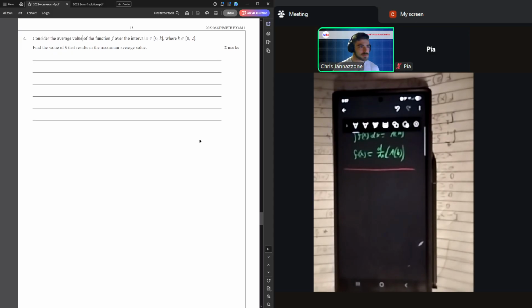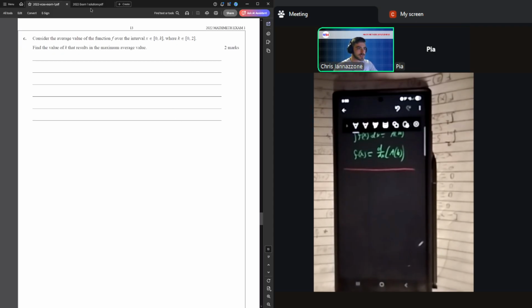Keyword average value means something very specific. Do you remember what that's referring to? The specific formula? The specific calculus formula? Would it be like one of the rules of the integrals? Yeah, it's got to do with the integral.